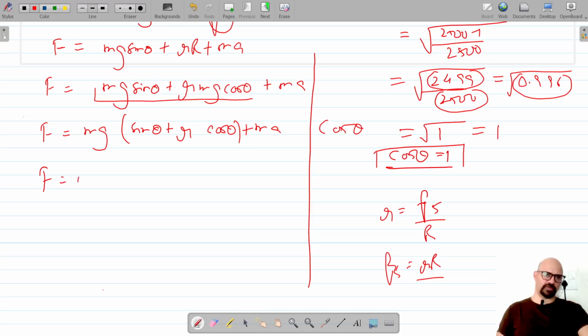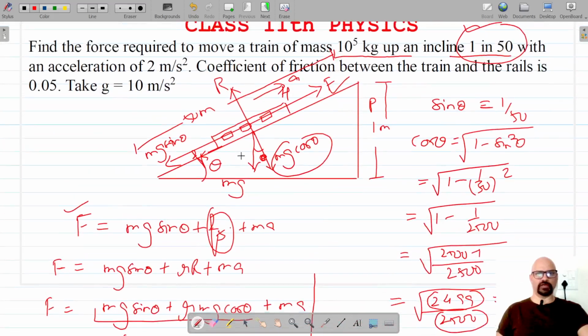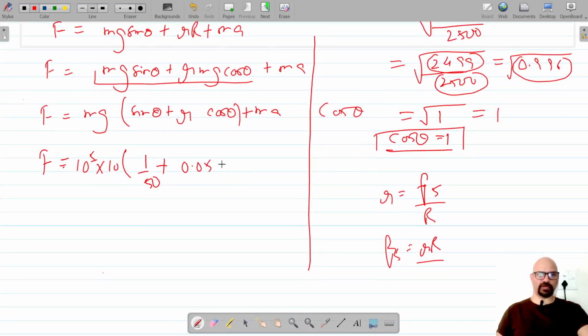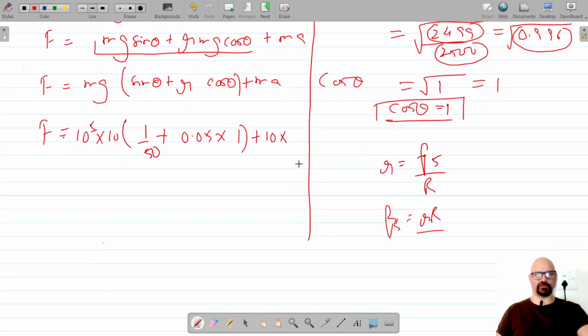Okay, let's put in the values. Here the mass is 10 raised to the power 5 kg, g is 10, sine theta is 1 by 50, mu is the friction between the rail, which is 0.05, cos theta is 1, and m is 10 raised to 5. Once again, acceleration is also given, which is 2 meters per second square, so this is 2. Now F is equal to 10 raised to the power 6, into 1 by 50. 1 by 5 is 0.2, and divided by 10, this should be equal to 0.02, plus 0.05.